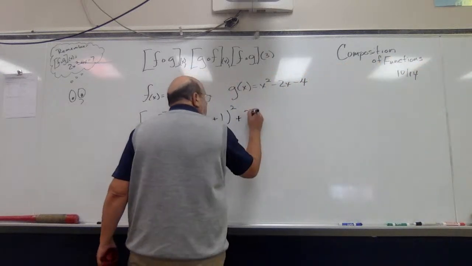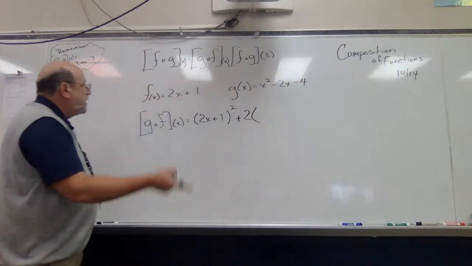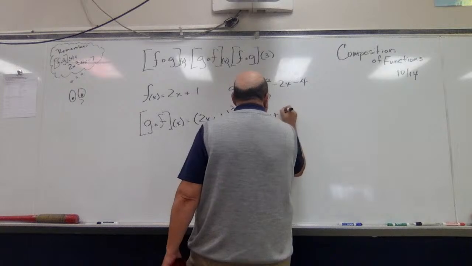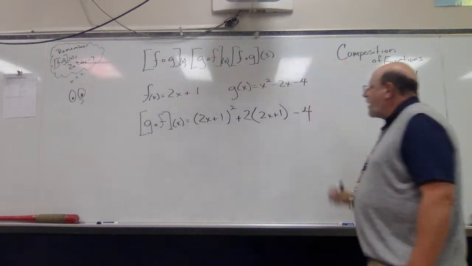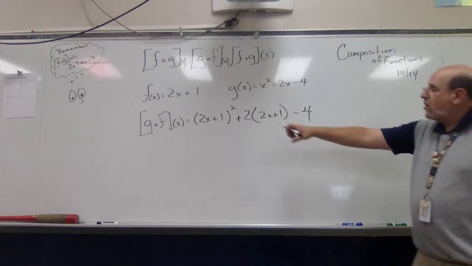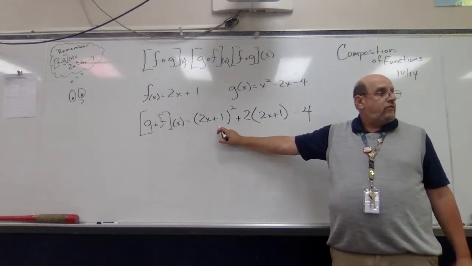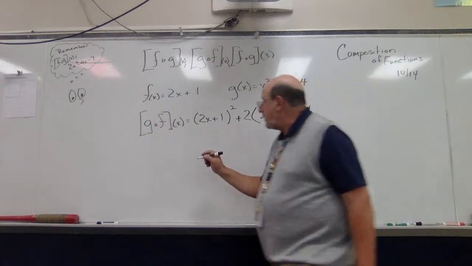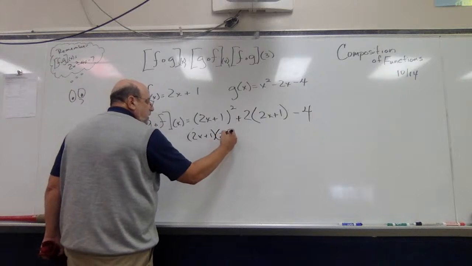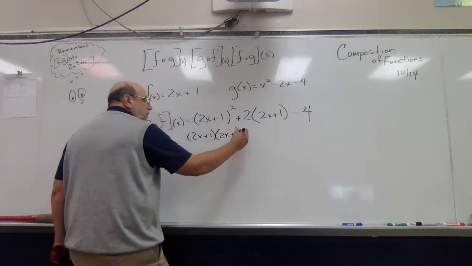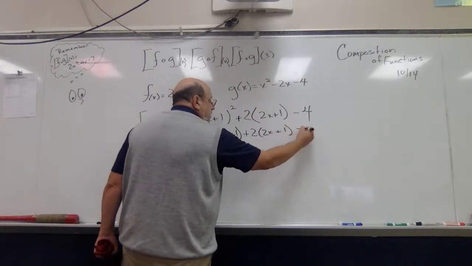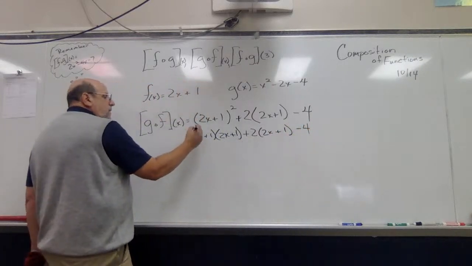All right, plus 2, and then we're going to put that f function in, 2 times 2x plus 1, and then minus 4, right? So what do we do here? We just FOIL it, right? It's 2x plus 1 times 2x plus 1. I'll write it out that way: 2x plus 1 times 2x plus 1 plus 2 times 2x plus 1 minus 4. Now we'll start doing some math.